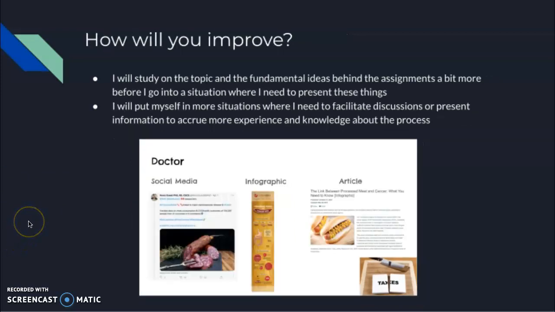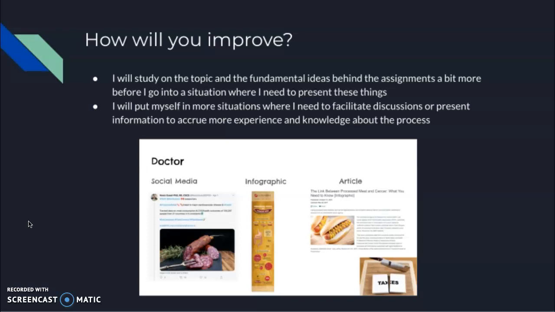How will I improve? I will study the topic and the fundamental ideas behind the assignments a bit more before I go into a situation where I need to present the material, which is just good in general for anything that you're about to present: know what you're going to present. And I did for like 90% of the time, but there were a few parts that were a little bit confusing to me that I had to figure out during the presentation, which is not the most optimal.